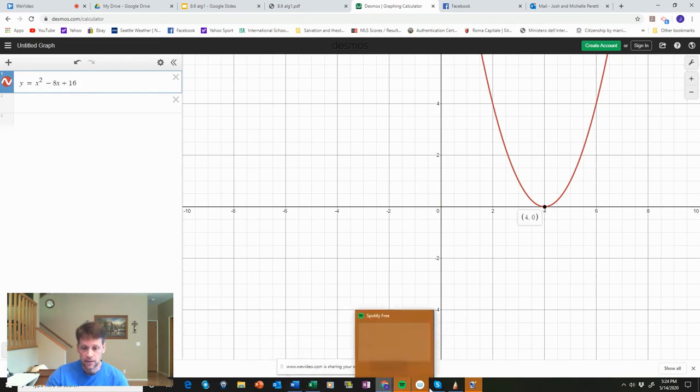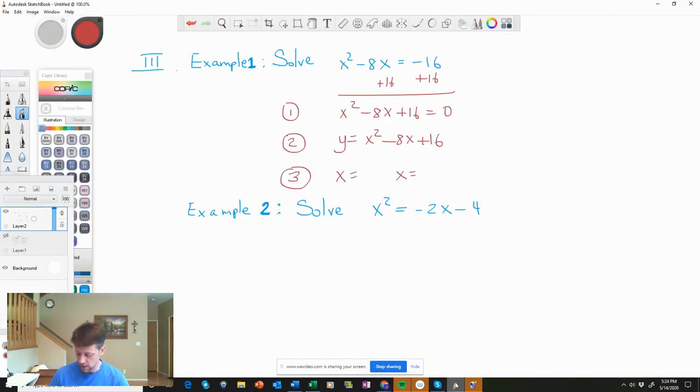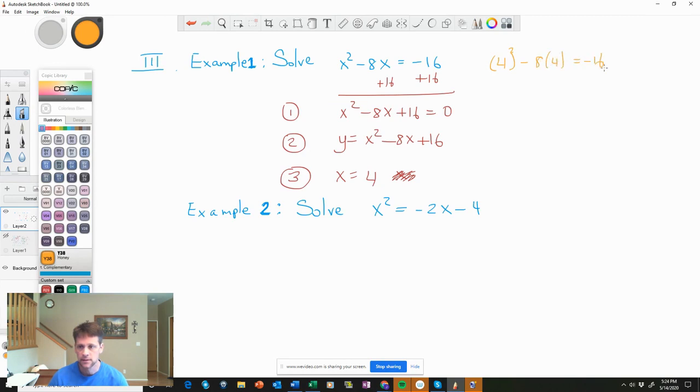So let's go ahead and take a look at that and check to make sure it's right. So I'm getting x equals 4, and that is the only solution I'm getting. I'm now going to test it to make sure it's right. I'm going to plug it in. So let's see. Is it true that 4 squared minus 8 times 4 equals negative 16? That gives you 16. That's negative 32. Yep, it's true. So x equals 4 is the solution.